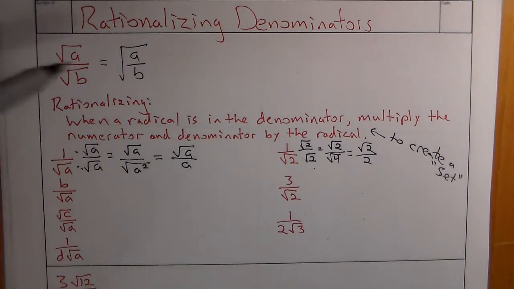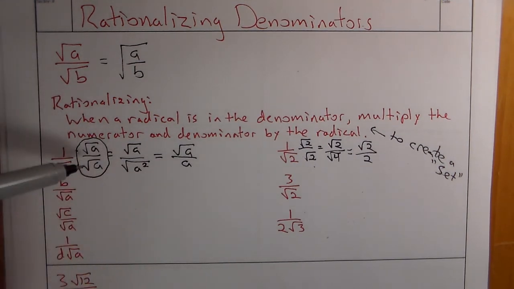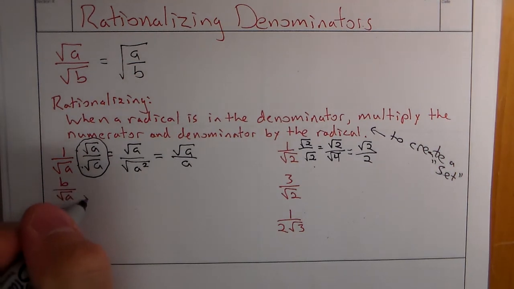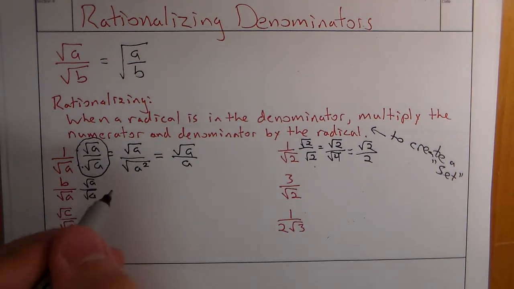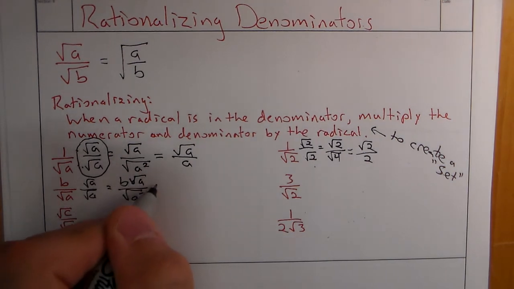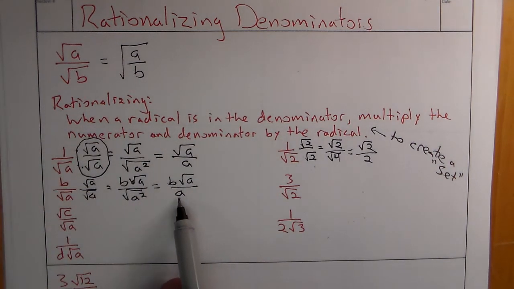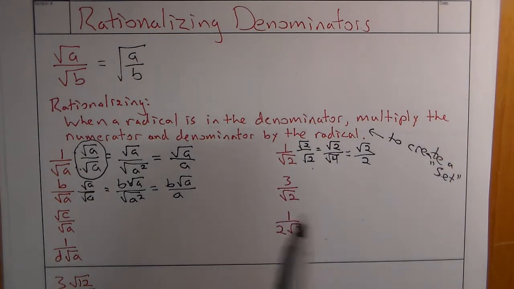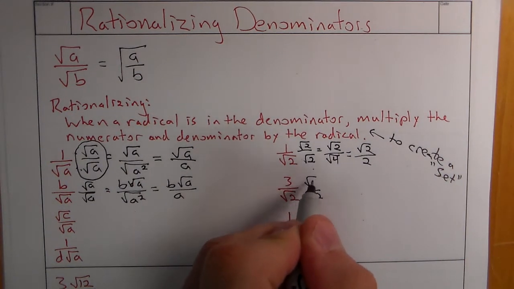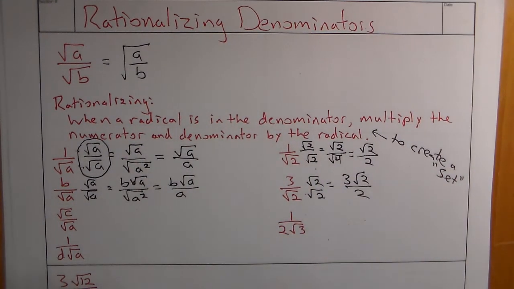Now also, whenever we multiply the top and the bottom by this irrational number, all we're actually doing is multiplying by 1, changing the way we look at the number, not changing its value. So what if I have b over the square root of a? I still multiply the top and the bottom by the square root of a. I get b root a over the square root of a squared, which becomes b root a over a. Again, our goal was to get rid of the radical in the denominator. 3 over root 2, same idea. We multiply the top and the bottom by root 2. We get 3 root 2 over 2.